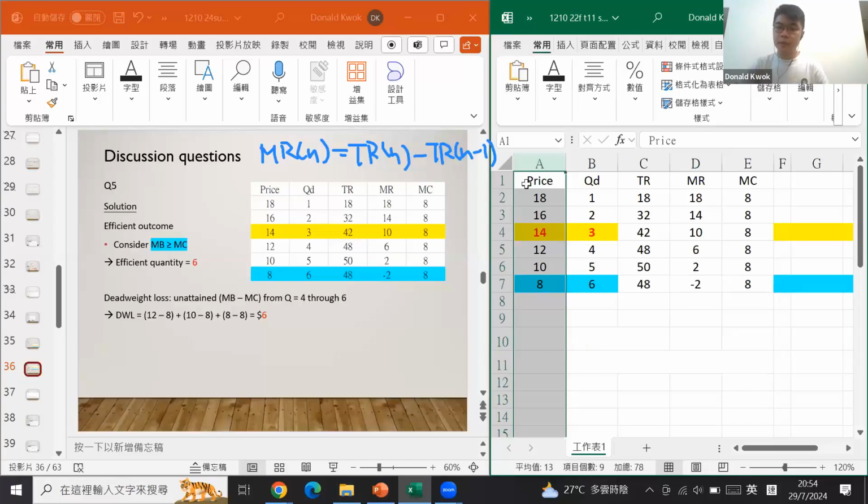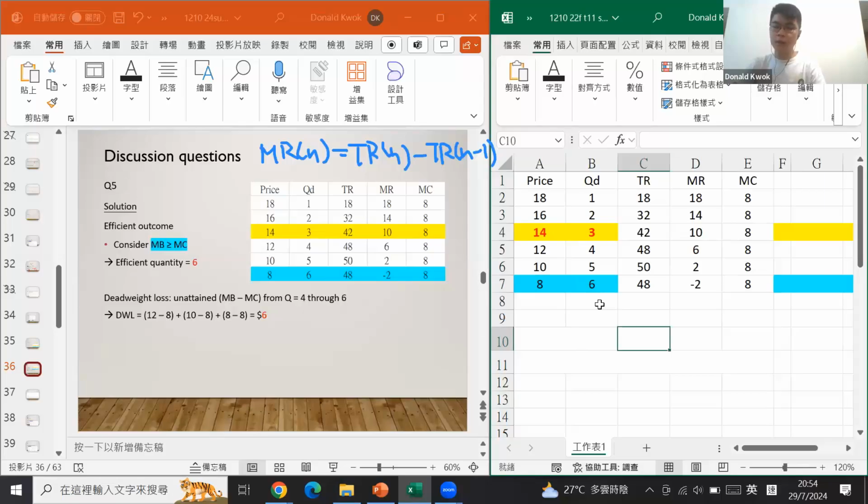As long as the marginal benefit is greater than or equal to the marginal cost of $8, it will be efficient to serve that unit. As you can see, the marginal benefit until the 6th unit is still greater than or equal to the marginal cost. So it is efficient to serve all 6 units. The efficient quantity is 6.